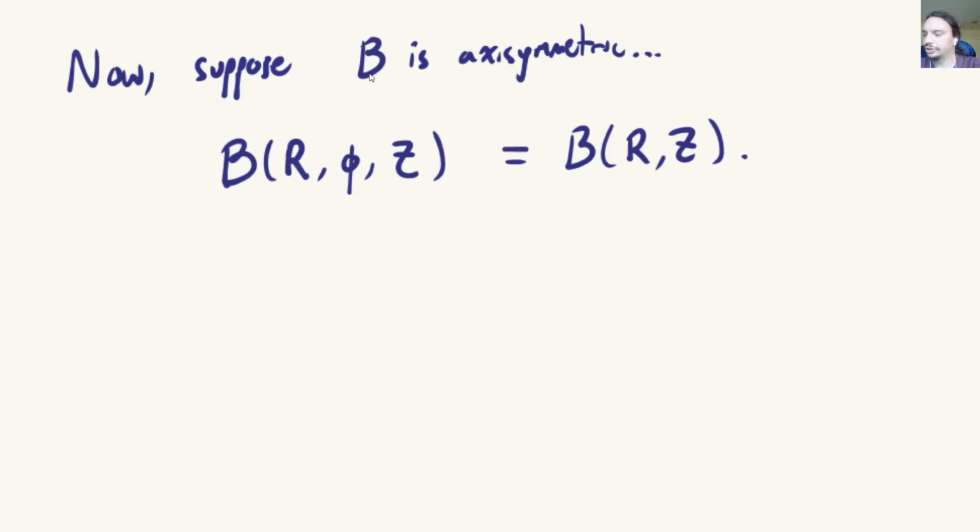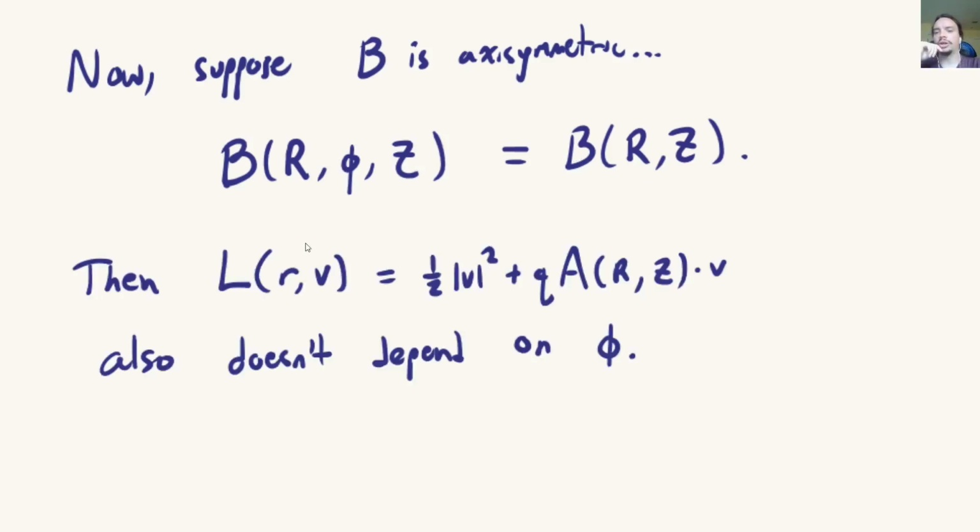Suppose that B is axisymmetric. If B is axisymmetric, well, we need to write things in cylindrical coordinates. In r, phi, and z coordinates, remember that r is your distance from the z-axis, z is how far up the z-axis you are, and phi is the angle that you make as you sweep around. When B is axisymmetric, the magnetic field doesn't depend on phi. It's the same no matter what angle you look at. So our magnetic field, which was a function of r, phi, and z, becomes just a function of r and z.